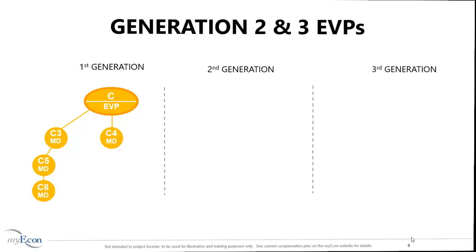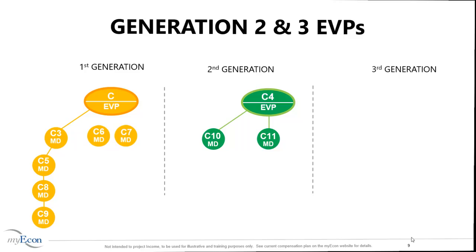C's base shop organization is growing. You receive generational override payouts on the marketing directors entering into C's organization. In order for a marketing director to leave C's base shop, that marketing director must sponsor 2 marketing directors. C4 sponsors 2 marketing directors, C6 and C7. C4 gets promoted to executive vice president and leaves C's base shop and becomes C's first generation EVP and your second generation EVP. C4's base shop organization starts growing.